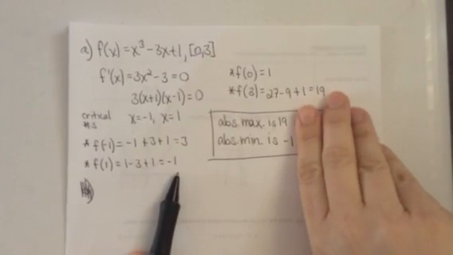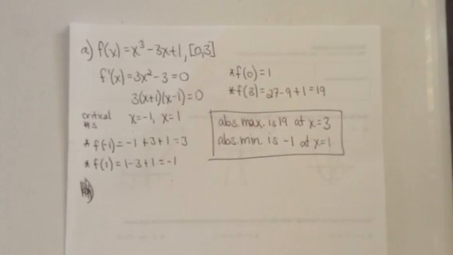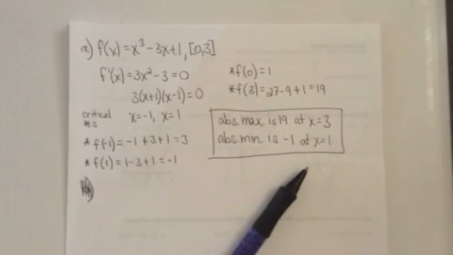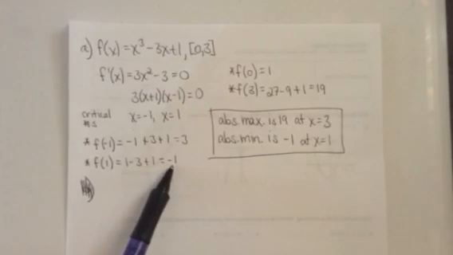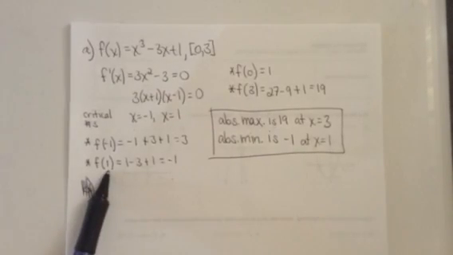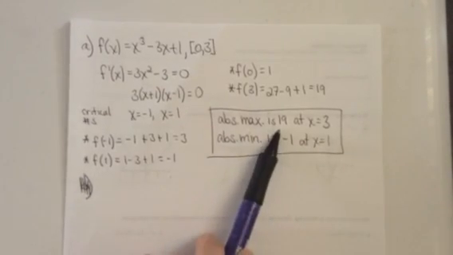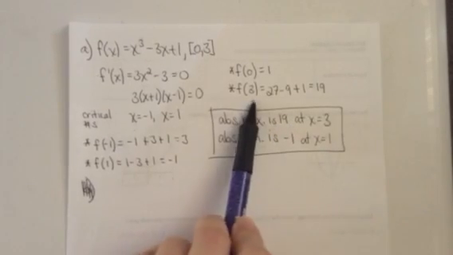However, sometimes the questions on the AP exam are a bit ambiguous, so I always list where they exist as well. Sometimes they will ask where, sometimes they will ask what they are. We'll talk more about that later. So that's why I stated that the absolute max is 19 when x equals 3, and the absolute min is -1 when x equals 1. So if you look at the -1, the x value was 1, and the 19 happened when x was 3.